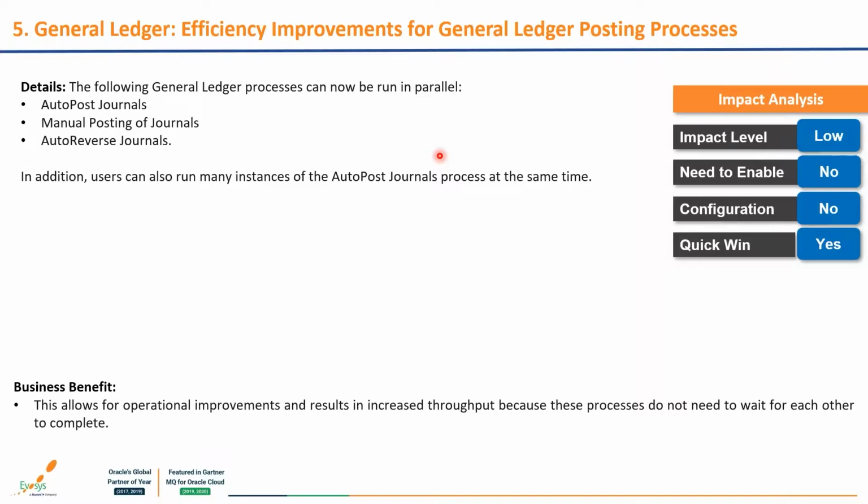And in addition to that, users can run many instances of auto post journal at a single point of time. So that is another enhancement done in the general ledger for these general ledger processes.